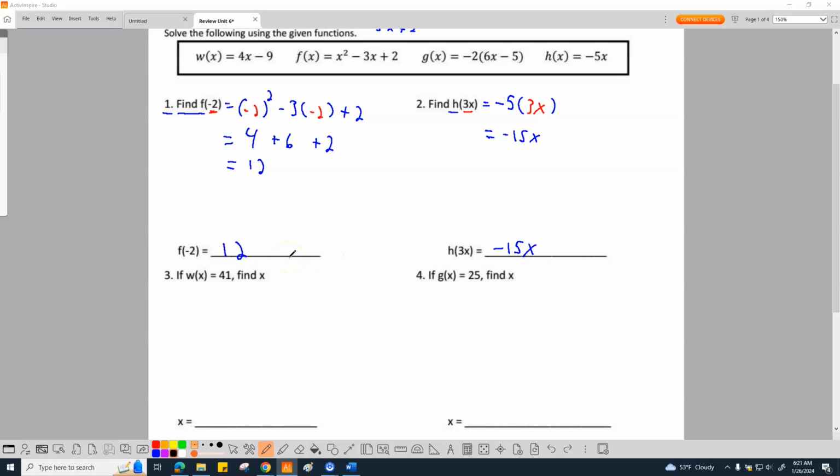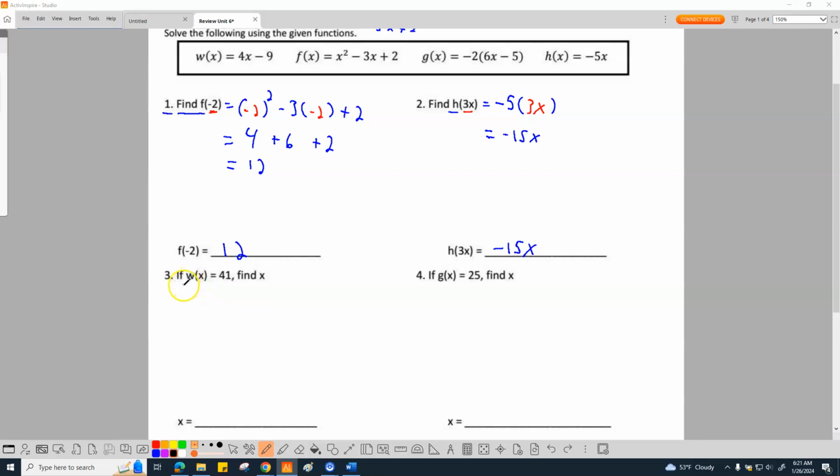All right, yeah, we're going to work 3 and 4 together. This is similar to number 1 and 2, but it's a little different. This says W of x. That should tell you right away we're working with W of x. That's the name of the equation. There it is. But it's not telling you to insert anything in replacement of x. It's saying we want you to find x. Well, what does that mean?